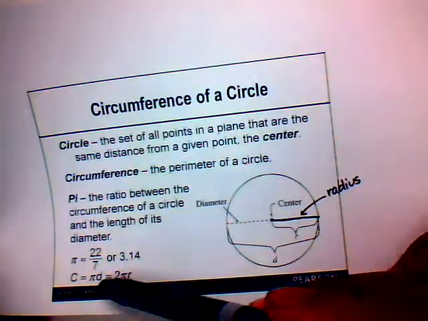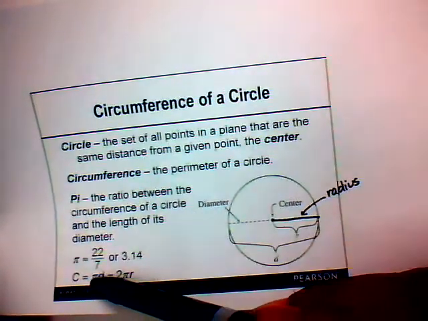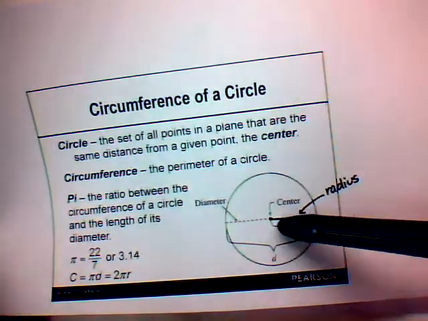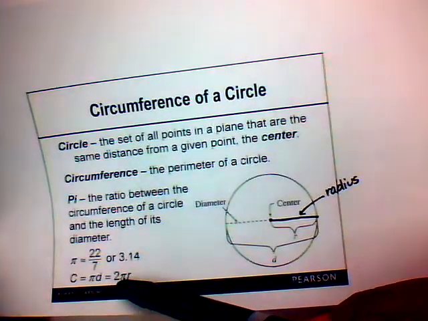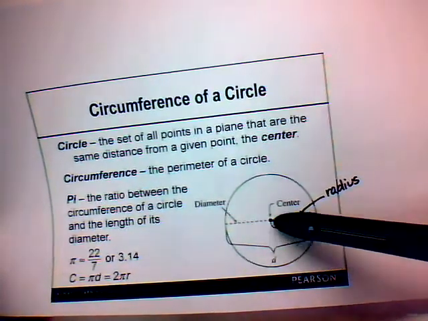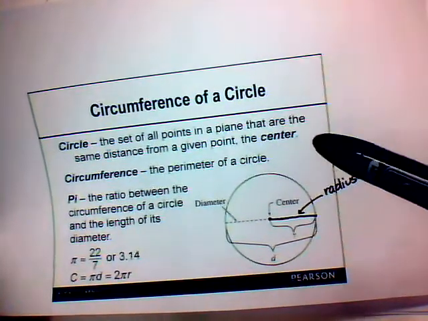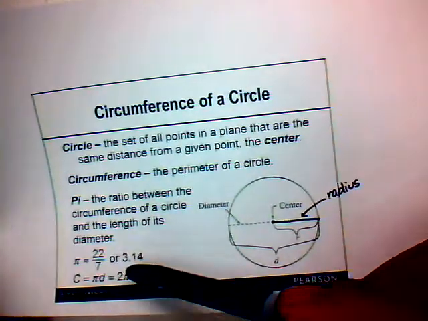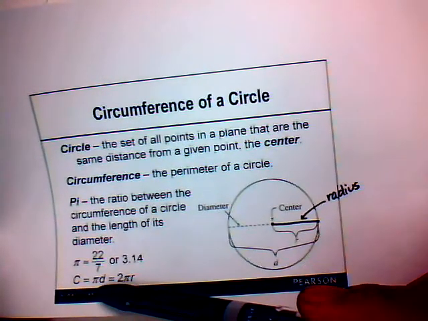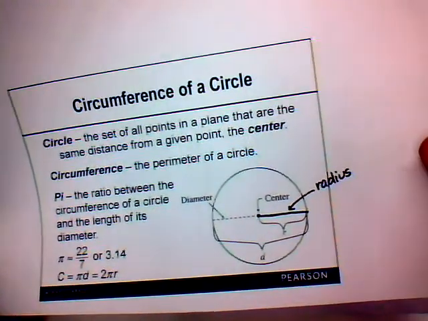So if we want to find the circumference of that circle, if the diameter is given, we use pi times the diameter. However, if the radius is given, we use 2 pi times the radius. And here the diameter is always twice the length of the radius. So that's why it's 2 pi times the radius. So either one of these can be used. If the diameter is given, you use pi times the diameter. Or if the radius is given, you use 2 pi times the radius.